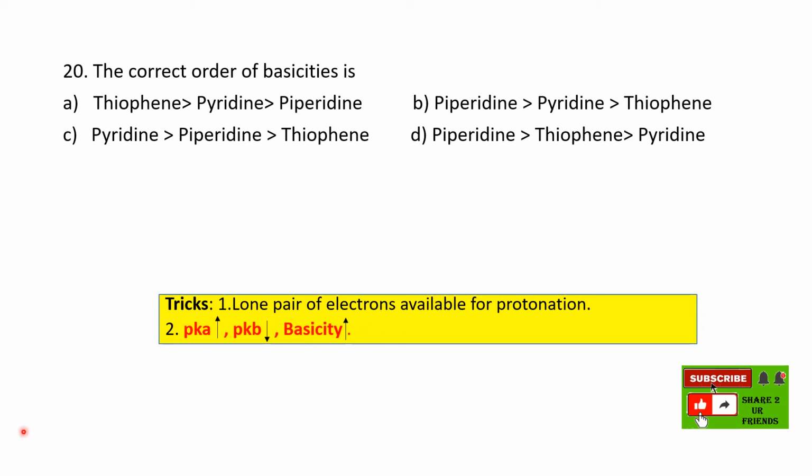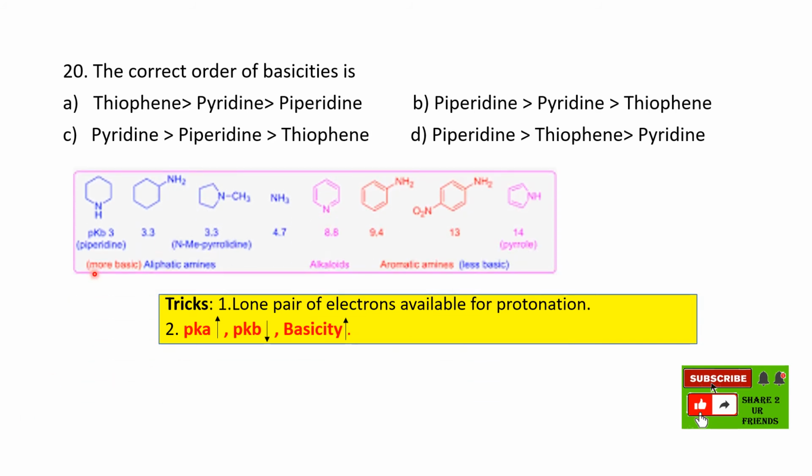If the pKa value is more, then basicity is also more. Here I have mentioned some of the pKb values. In this case, the pKb of piperidine is very low, so it is more basic. As I said earlier, it is sp3 hybridized, and the lone pair of electrons on the nitrogen is easily available for protonation. The next is the cyclic amine, N-methyl cyclic compound, then ammonia, then pyridine, then aniline, then nitroaniline, and then pyrrole.